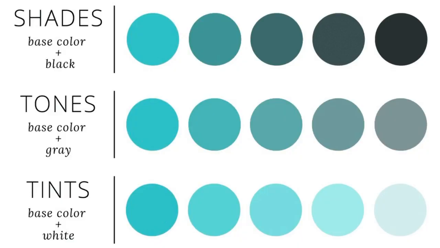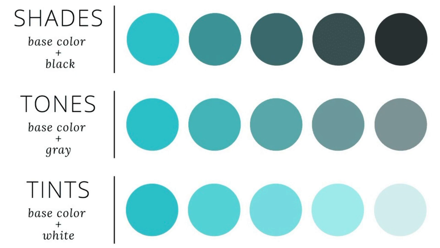Now let me break it down a little bit. What is the difference between shades, tones, and tints? Because I mentioned them a few times previously in this video. For that, you have the shades that you can see in this image: the base color plus black. So you have a light blue-green in this example, and then it goes darker.